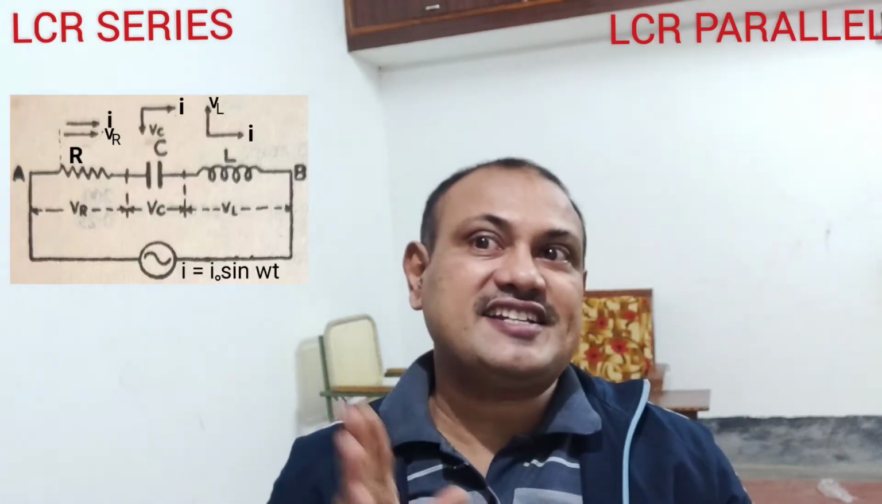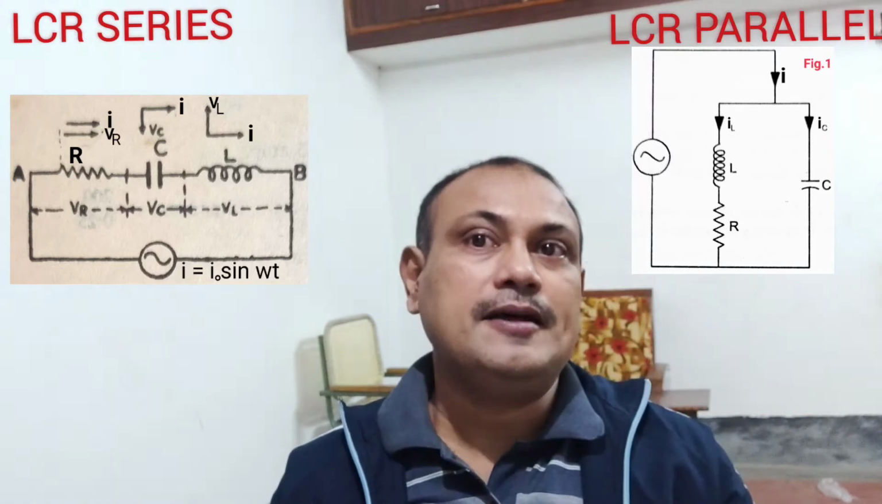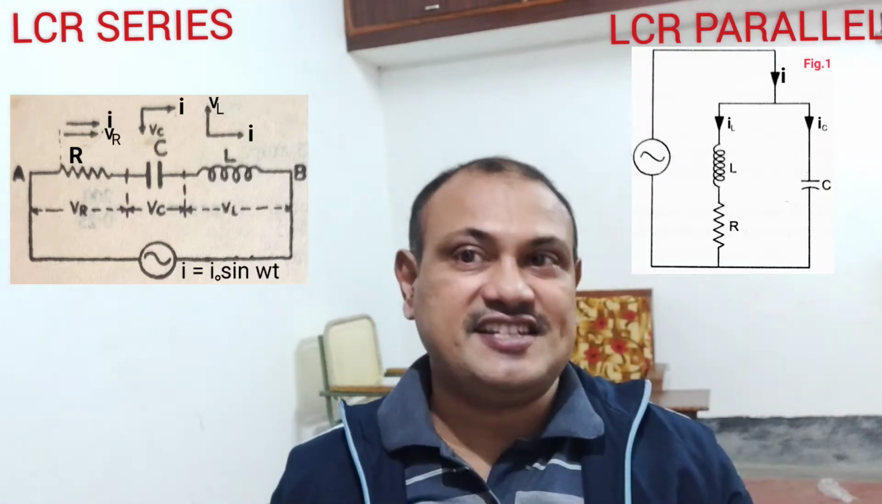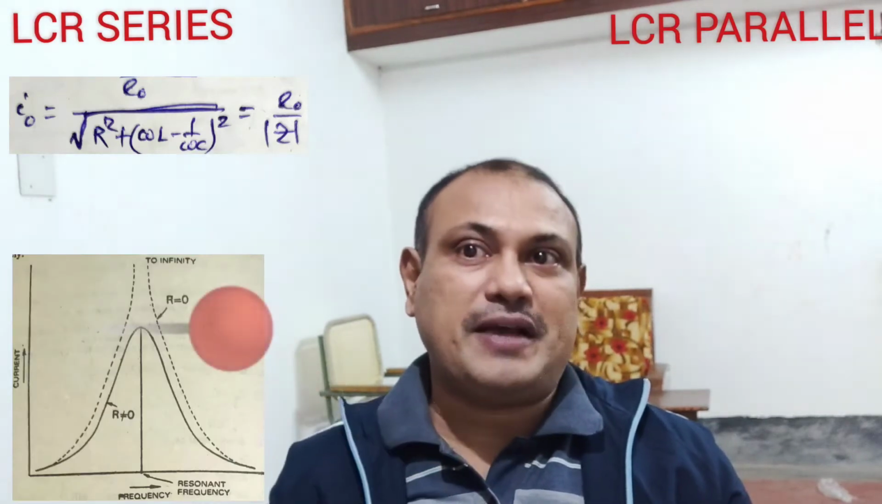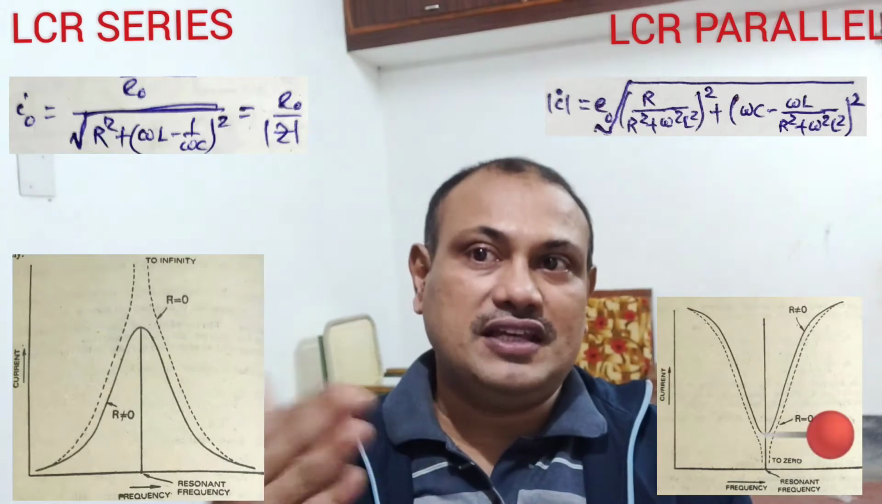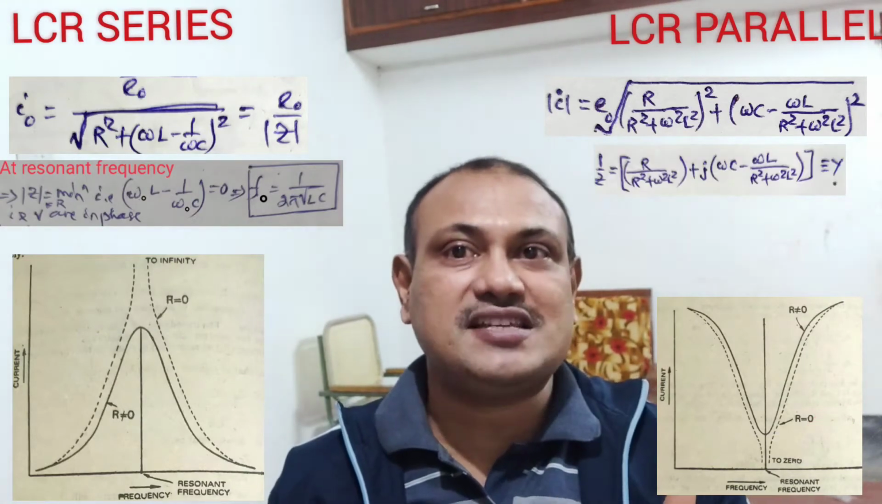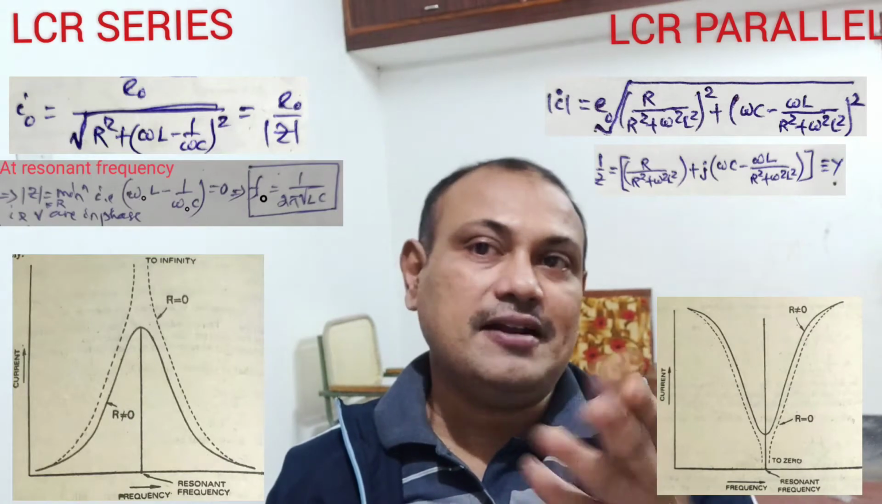The LCR series and LCR parallel, when you revise, it is better to see in a comparative manner. For example, in LCR series, the source is inside the circuit, whereas in LCR parallel, the source is outside the LC circuit. The current is maximum in LCR series, and in LCR parallel, the current is minimum. The impedance is minimum in LCR series, and the impedance is maximum in LCR parallel.